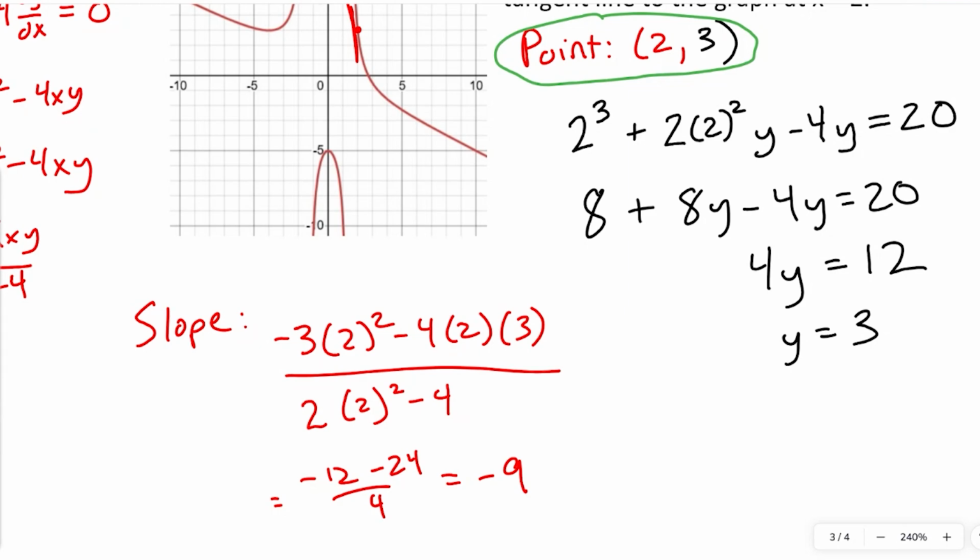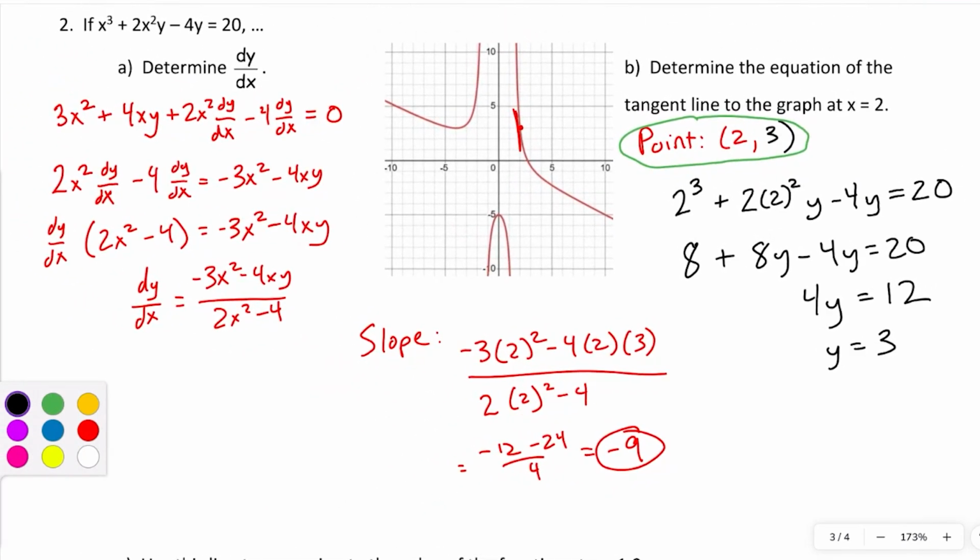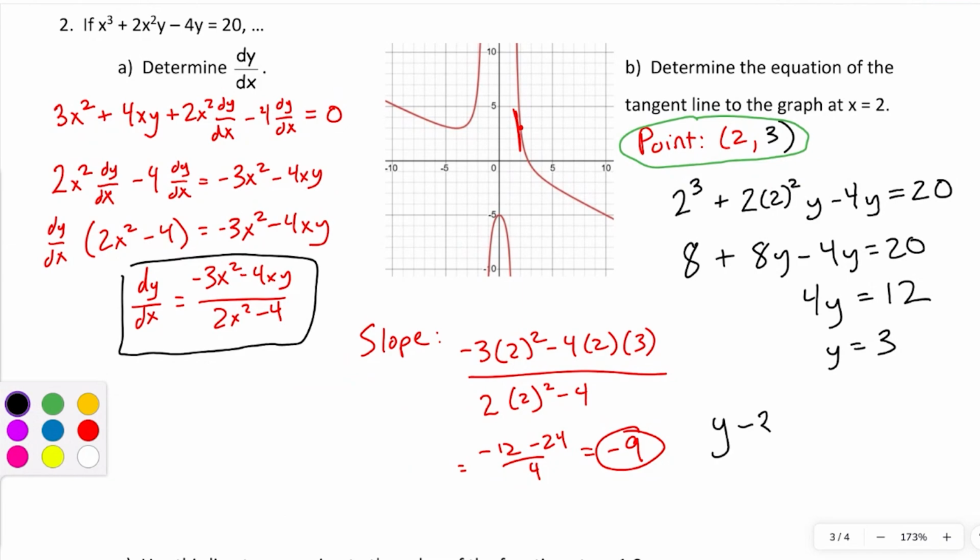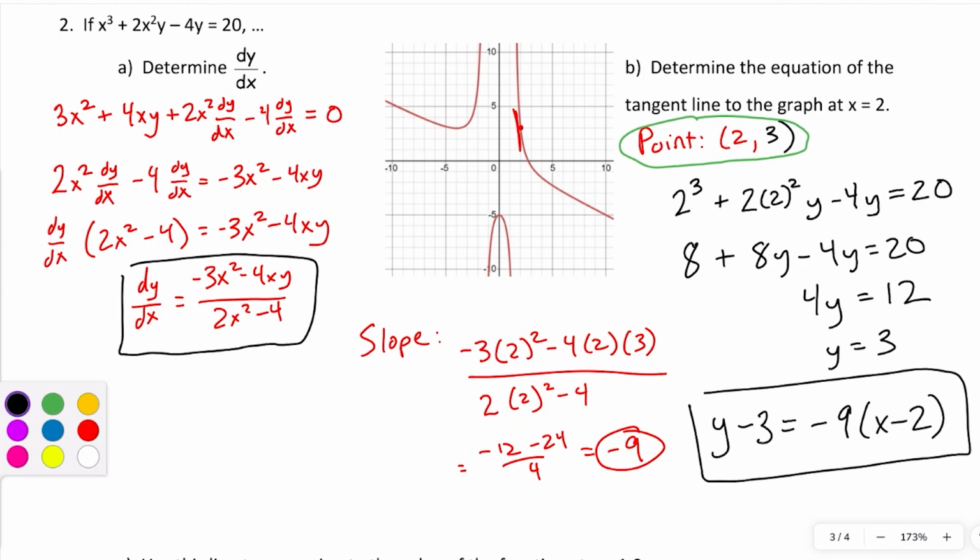All right, so we got our slope. And now we're ready to write our equation here. So here's the answer to part A. Part B is going to be y minus 3 equals negative 9 times x minus 2. All right, that's just a warm-up.